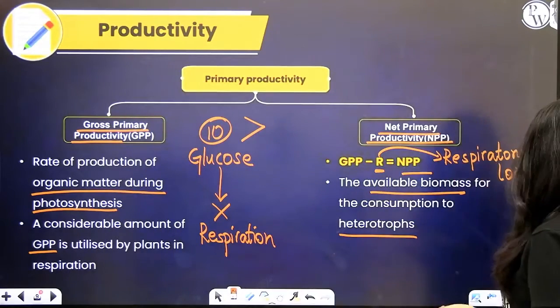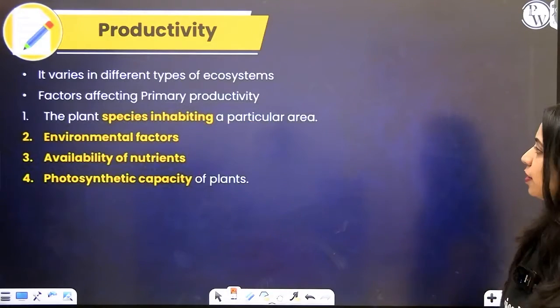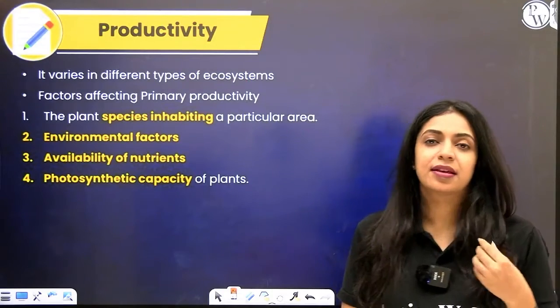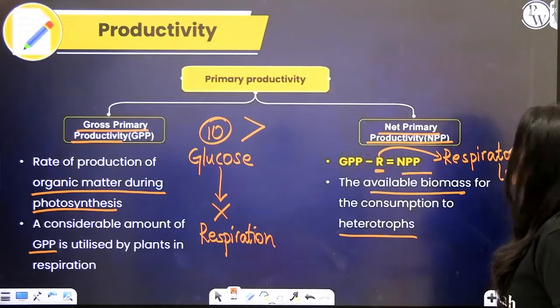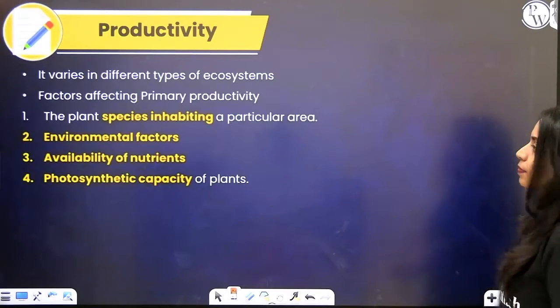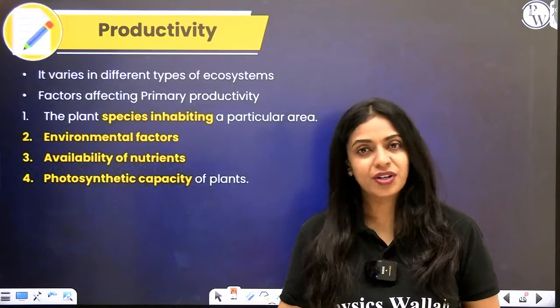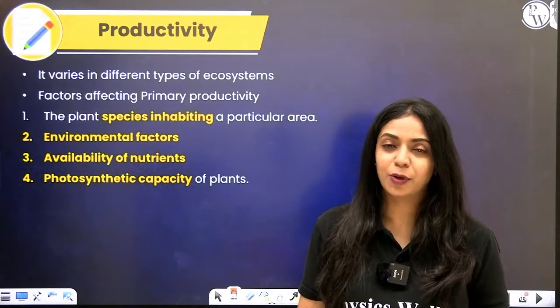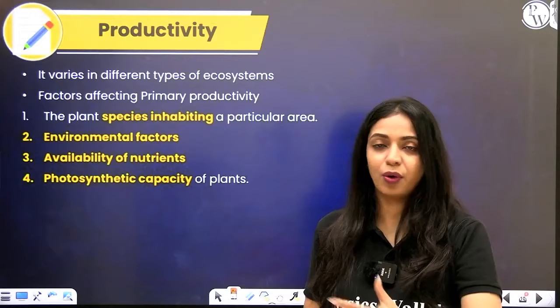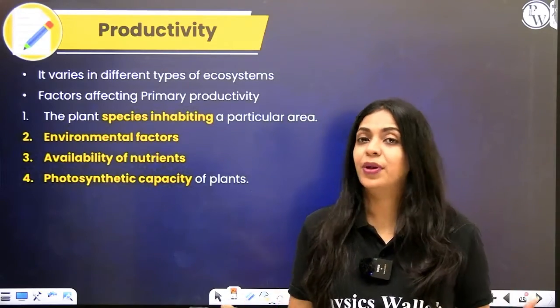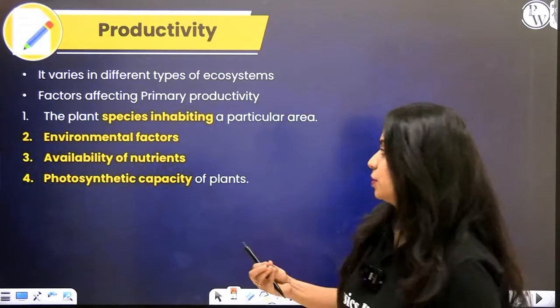Let's move on and talk about the different factors that affect primary productivity. Definitely, the primary productivity in a forest is going to be very different from the primary productivity in a grassland or a desert or an ocean. So what are the different factors that will affect primary productivity in a given ecosystem?